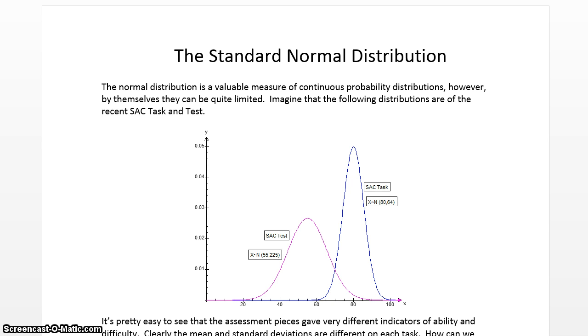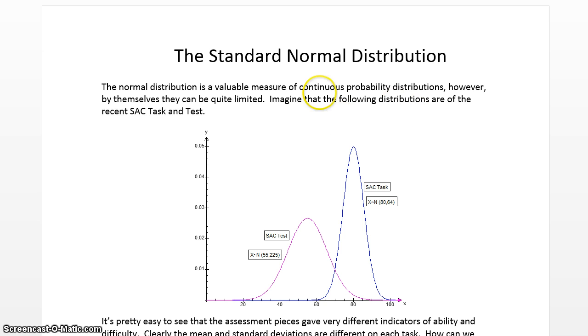This video will look at how to standardise a score, how to compare two different normal distribution scores, or distributions actually, together. So the normal distribution is a valuable measure of continuous probability distributions. However, by themselves they can be a little bit limited.